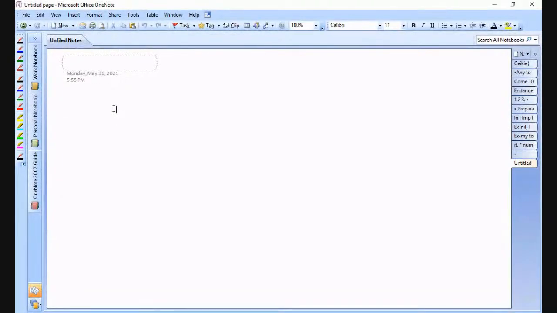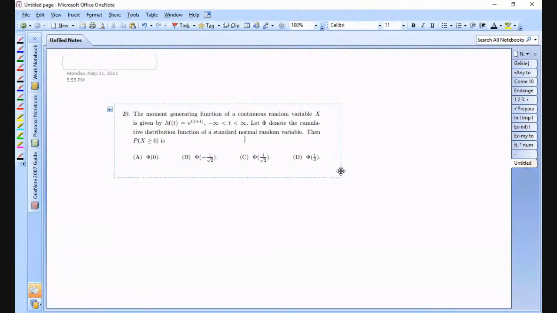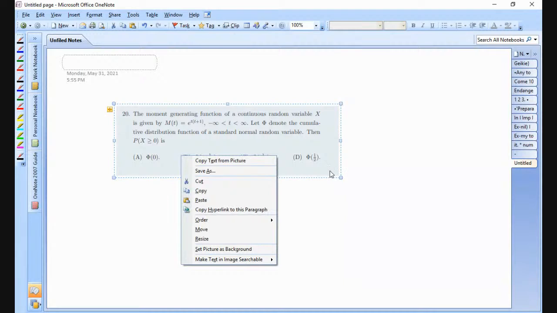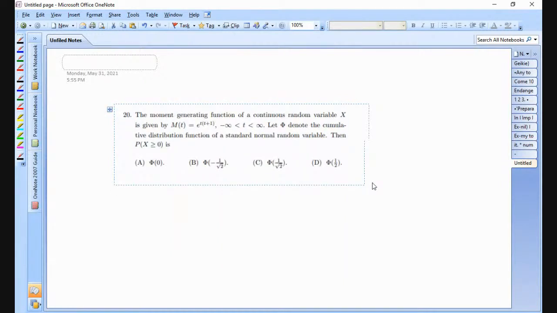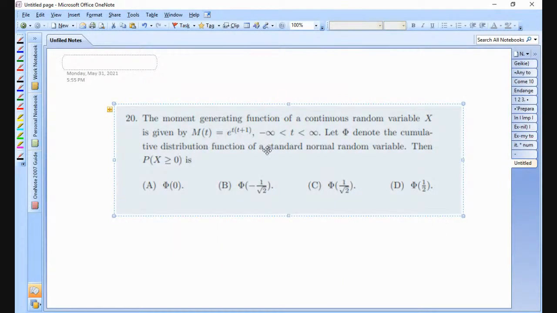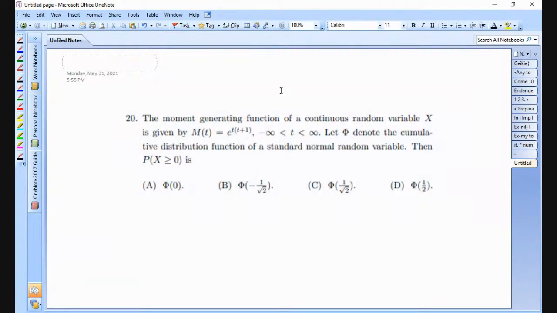So this is a problem for 20th problem of 2020. Let's do it, guys. And okay, so let's start. The moment generating function of a continuous random variable is given by M(t) is equal to e to the power t into t plus 1, where t is a real number, okay? And phi denotes the cumulative distribution function of standard normal variable. What is probability of X greater than 0?